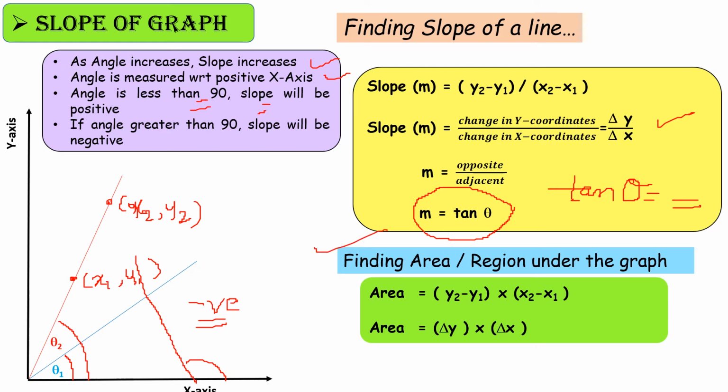And then other thing is finding area or region under the graph. That depends upon the shape of the graph. Okay, we'll see later. But when we want to find the area or region, it is usually multiplication of the y and the x, change in y into change in x coordinates. So delta y into delta x. But once again, it depends upon the shape of the region, shape of the area. It is usually triangle, square or rectangle. Hope it's clear. So now let's understand some basic terms before we actually proceed to the interpretation of the graphs.